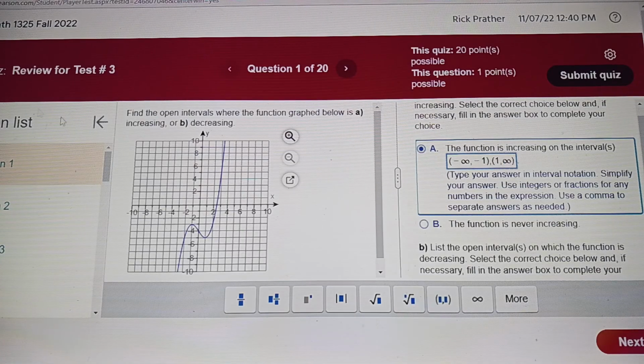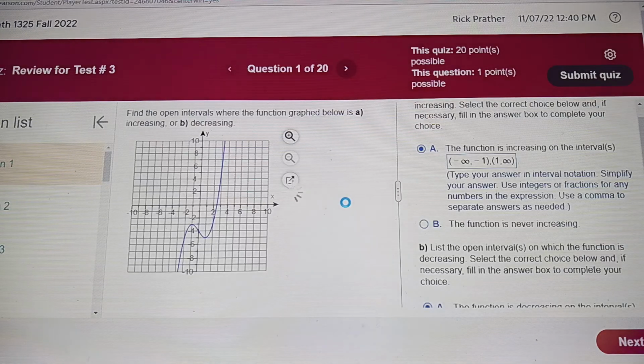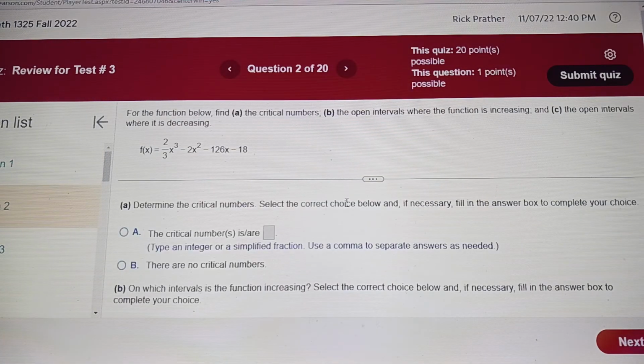And again, these reviews are like practice quizzes or tests just to see how ready for the test you are. So we don't get any of the help at the bottom. We don't have the ability to check each answer until the end. So I'm going to move forward to the next question. At the end, we'll find out if that's correct. So that one was the algebra side of it.